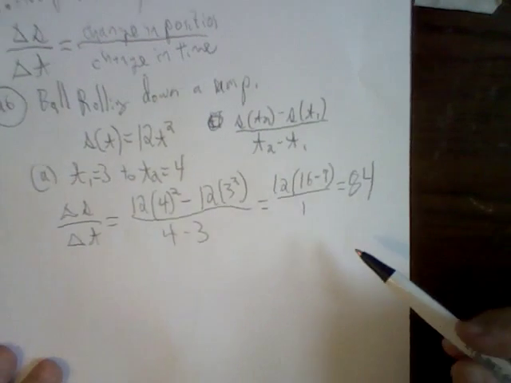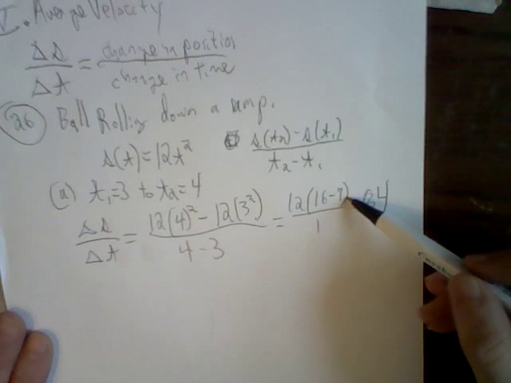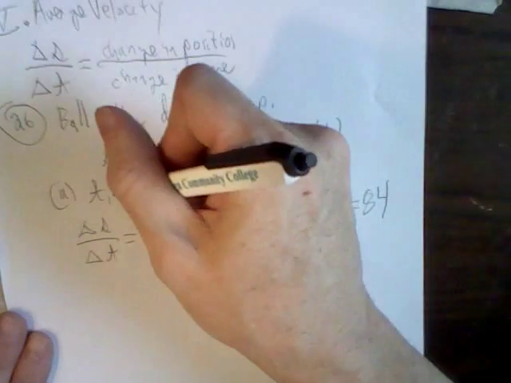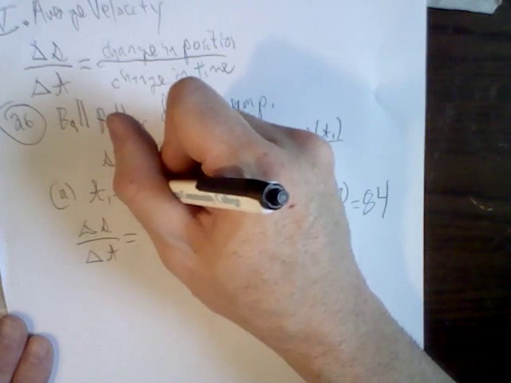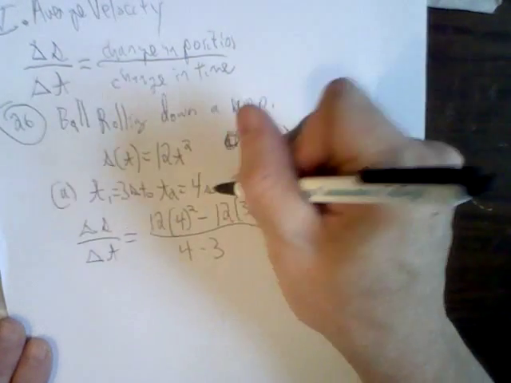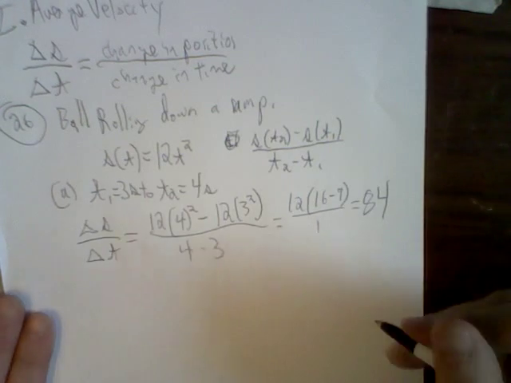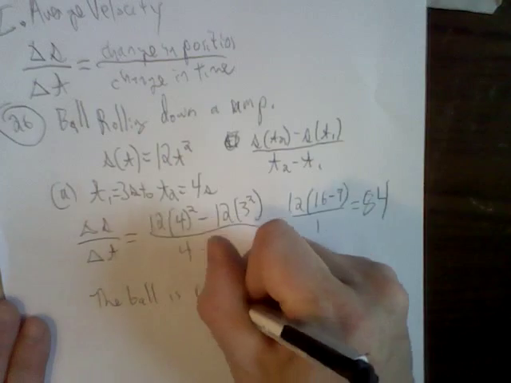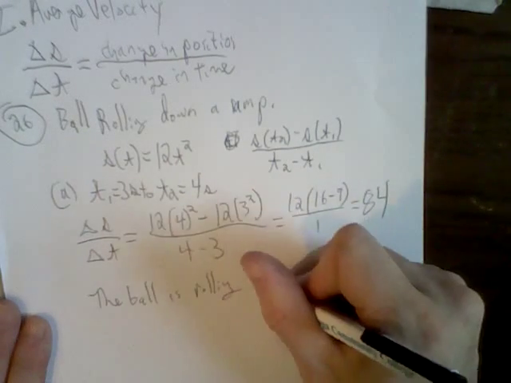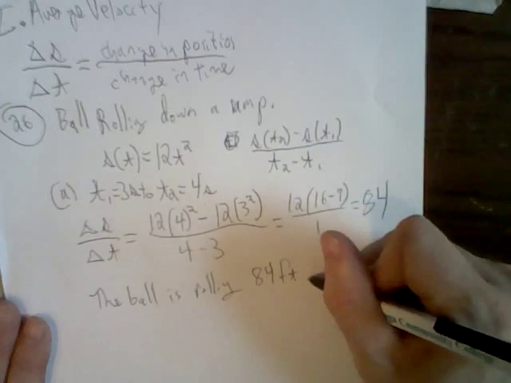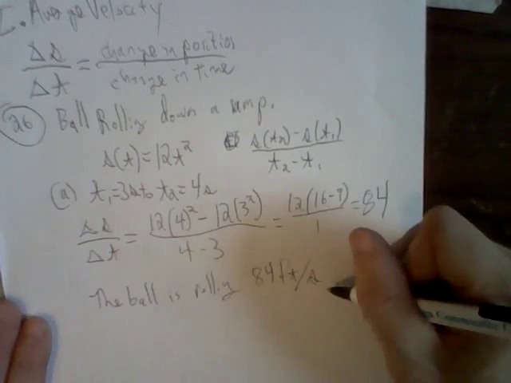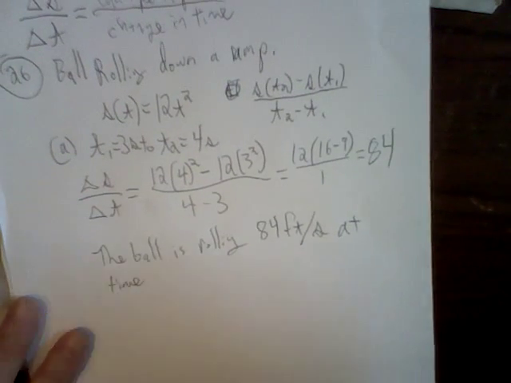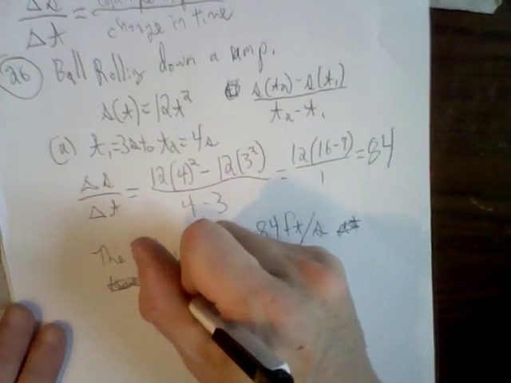And then if you embed the units, we have some distance for every time unit. The distance is in feet here, and the time unit is in seconds. So 3 seconds to 4 seconds. At the end of the day, the ball is rolling 84 feet per second during this time interval.